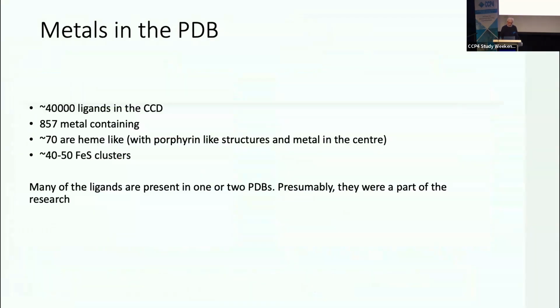So, as I said, there are 400,000 ligands in the CCD. And there are many other problems, and 857 of them have metal inside. 70 of them are heme-like, and I will give you my definition of heme-like structures. And 40-50 of them are iron-sulphur clusters. Probably these structures are most important because they are more biologically relevant than, let's say, ferrocenes and other structures.